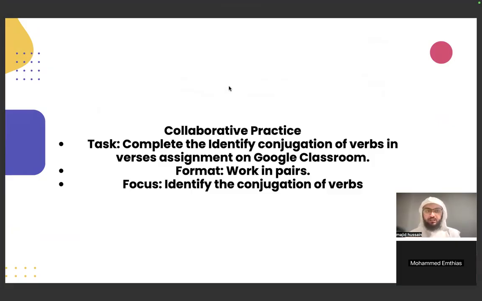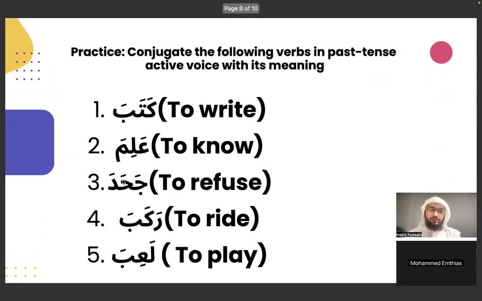But tomorrow, inshallah, you can submit this one: these three words, jahada, rakaba, and la'iba. The conjugation of it, the 14 forms, and with its meaning, inshallah. This will help us in our activities coming on Monday in Nahu class. These small verbs, inshallah. Any question from today's class? I just need to practice a lot. Yes, you need to practice a lot.